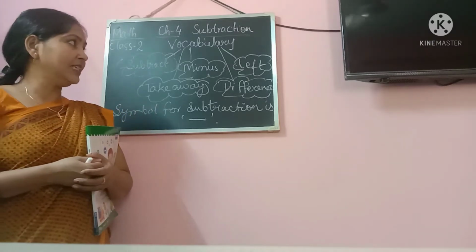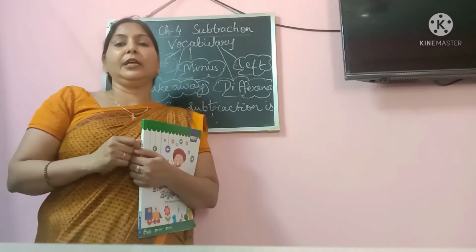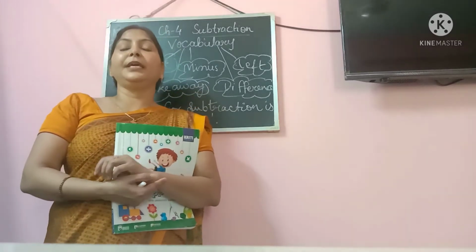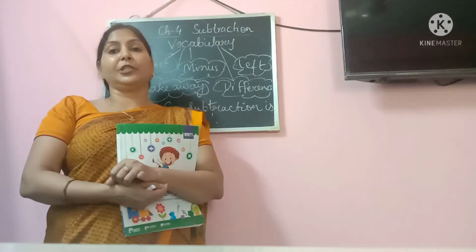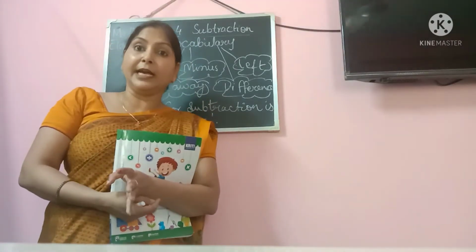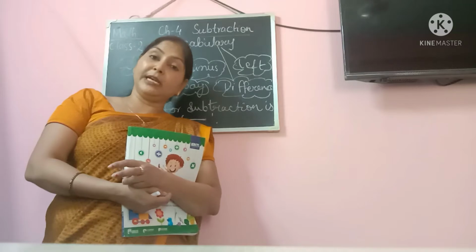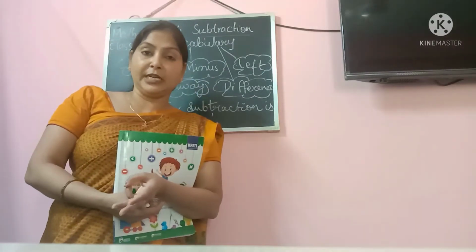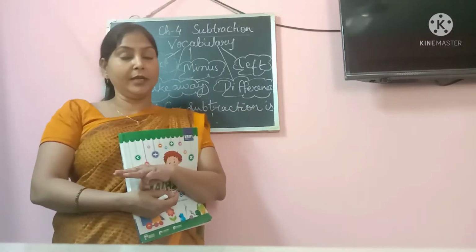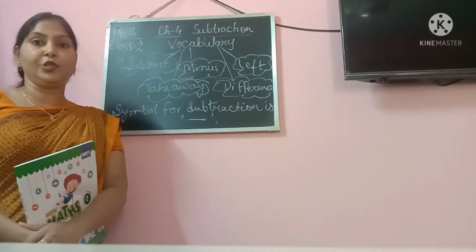Now in this class we will be learning a little higher version. In this chapter we will be doing subtraction by backward counting, then subtraction on the number line, subtraction of 2-digit numbers with borrowing, and subtraction of 3-digit numbers with borrowing and without borrowing. Both we will be learning in this chapter.